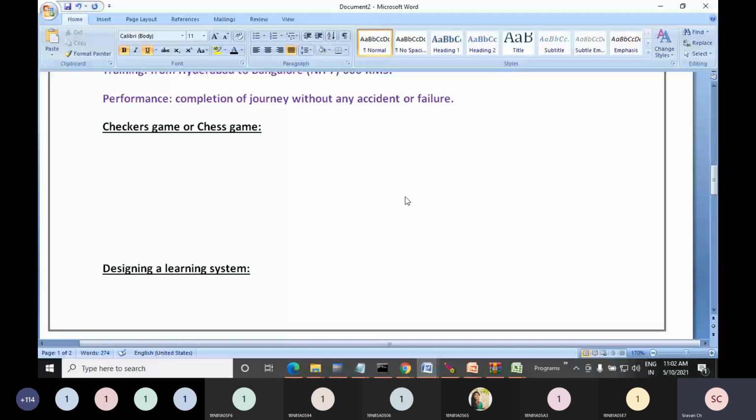So here, machine learning is one form of AI. We all know that very well, and we are trying to apply machine learning. When we are trying to apply machine learning to this gaming problem, what is the experience, what is the training, and what is the performance? In chess game or checkers game, again we try to define these three things. If we can define these three things, it's a well posed problem.